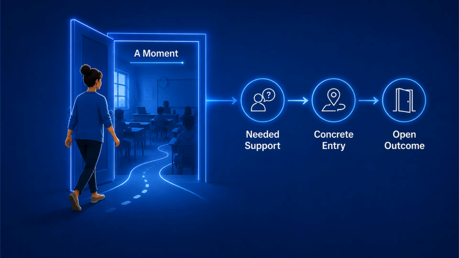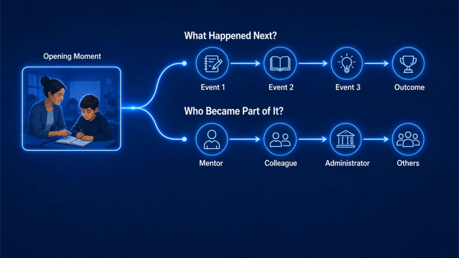A stronger interview question would be, can you tell me about a moment during your first year when you needed support? This gives the participant a concrete entry point without assuming whether support was available. You might follow with, what happened next? Or who, if anyone, became part of that moment? These follow-ups help move from the opening moment into sequence and relationship.